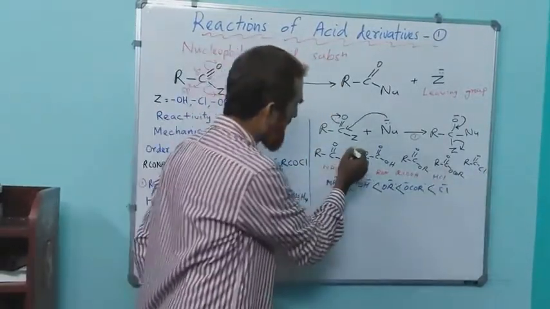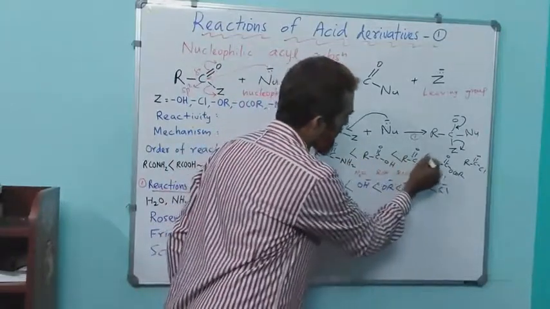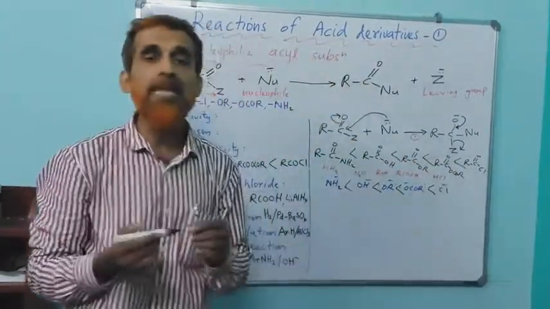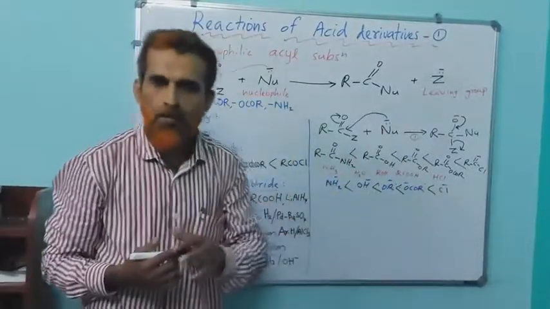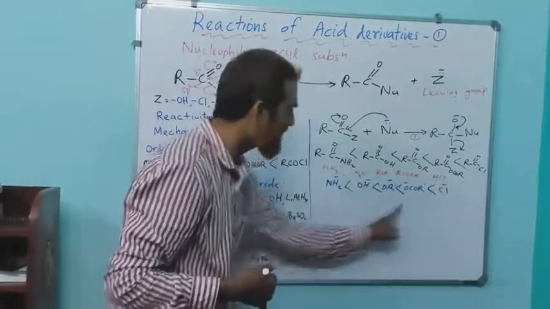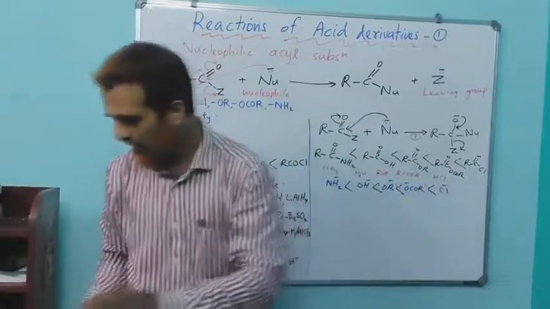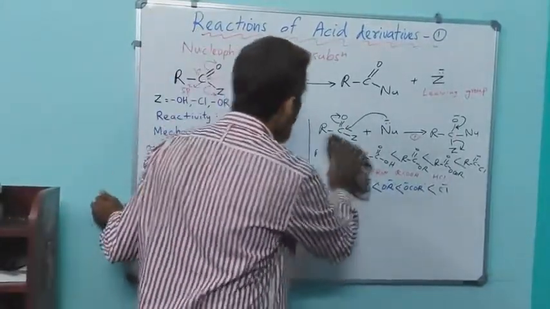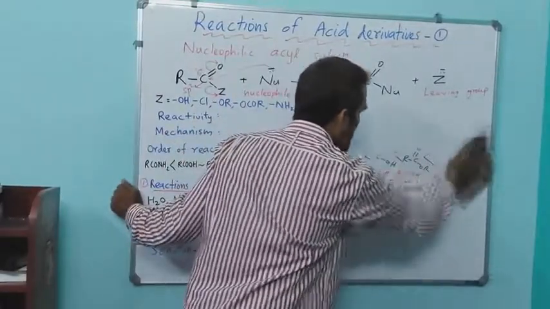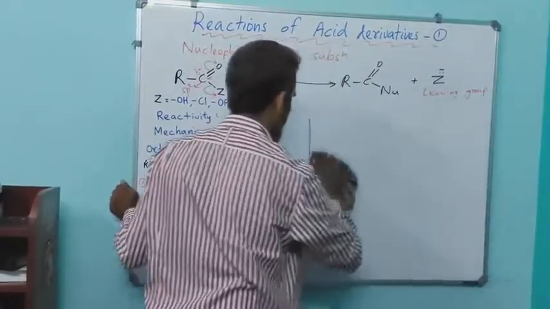So the reactivity is increasing in this order because of the increasing leaving tendency of these groups. That is because of decreasing basicity of these groups. Clear? So that's about the comparison of reactivity. Okay, now we can quickly go through some reactions of acid chlorides.